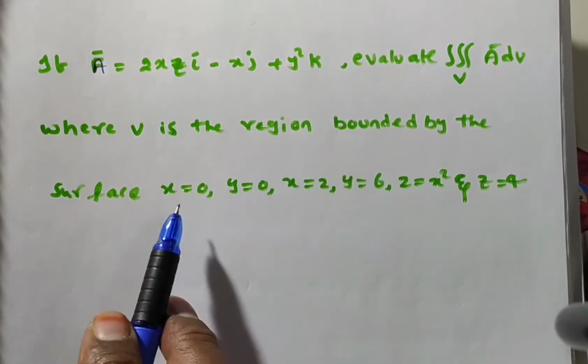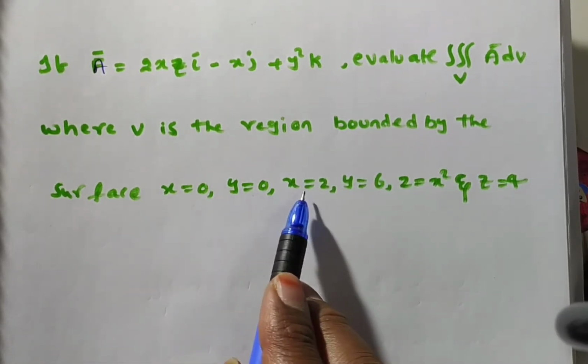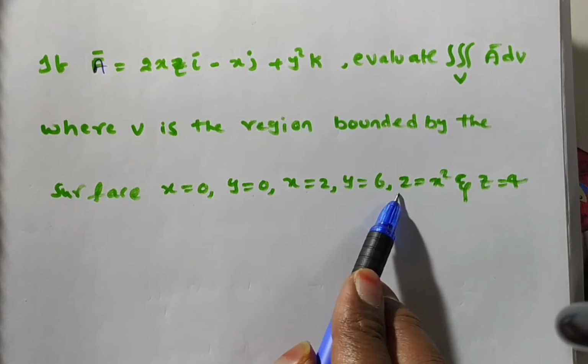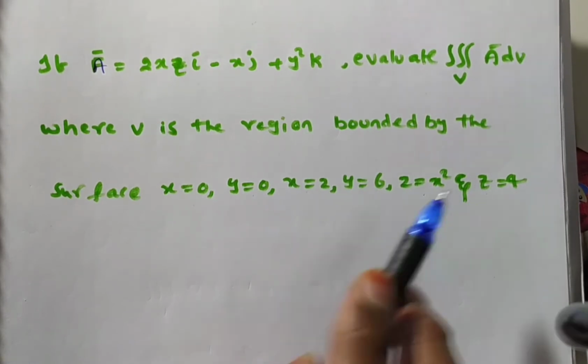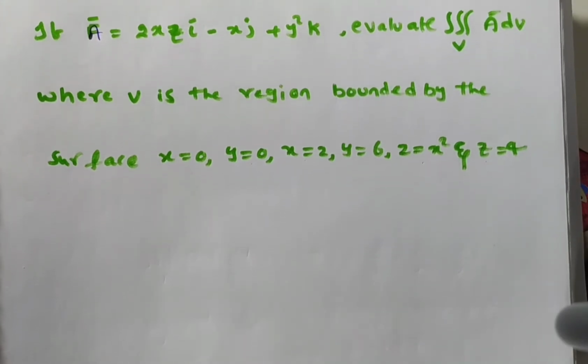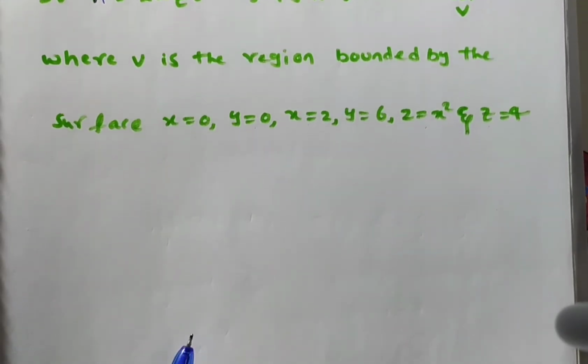where V is a region bounded by the surfaces x equal to 0, y equal to 0, x equal to 2, y equal to 6, z equal to x square and z equal to 4. They are given. So the limits are directly given, so no need to find out the limits.